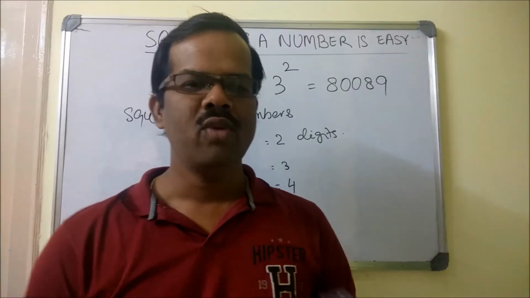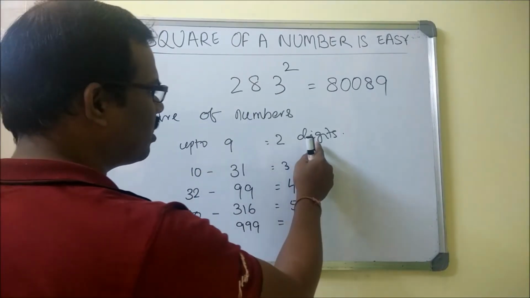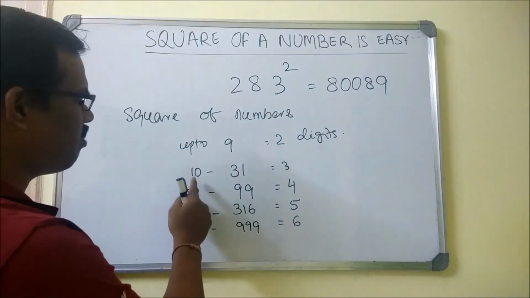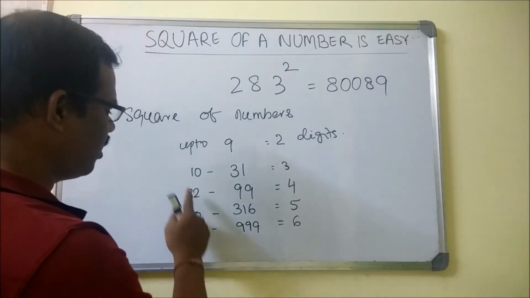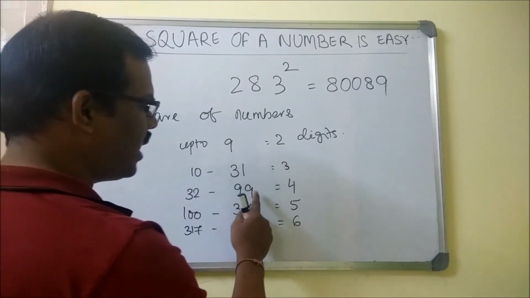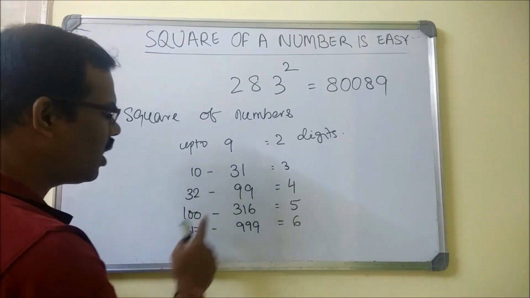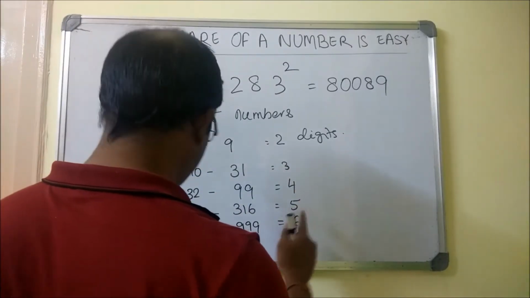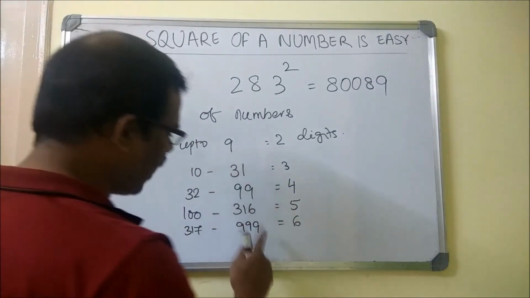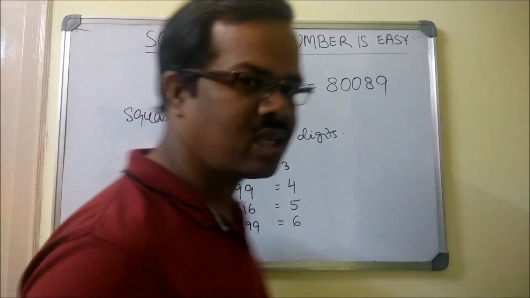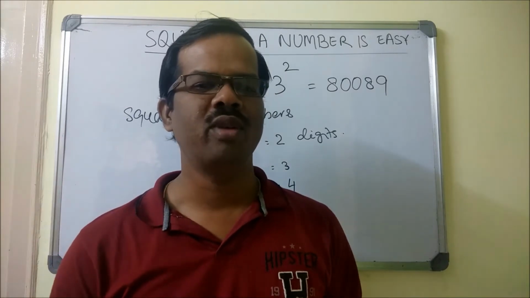Before proceeding further, you need to remember certain things. The square of numbers up to 9 is 2 digits. The square of numbers from 10 to 31 is 3 digits. The square of numbers from 32 to 99 will have 4 digits. The square of numbers from 100 to 316 will have 5 digits. Similarly, the square of numbers from 317 to 999 will contain 6 digits. This you need to remember. If you remember this, everything else will become easy.